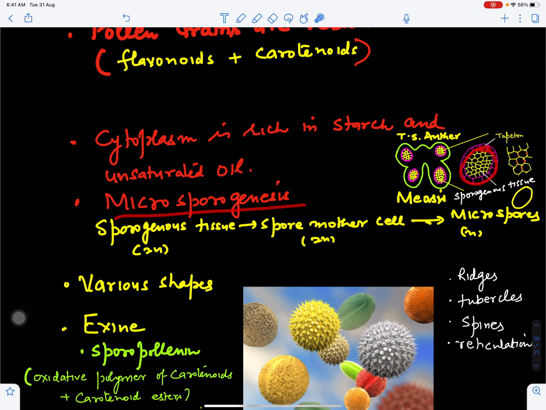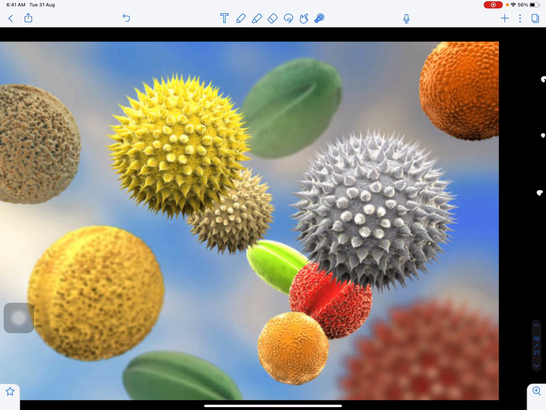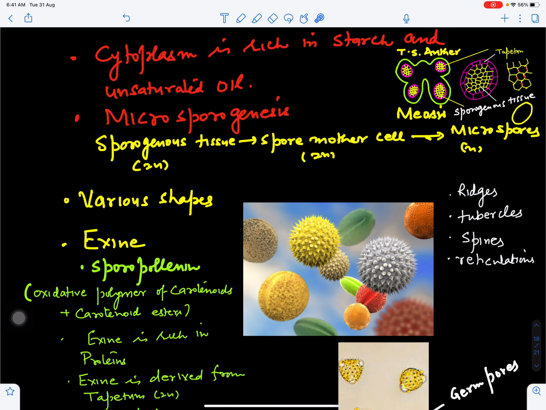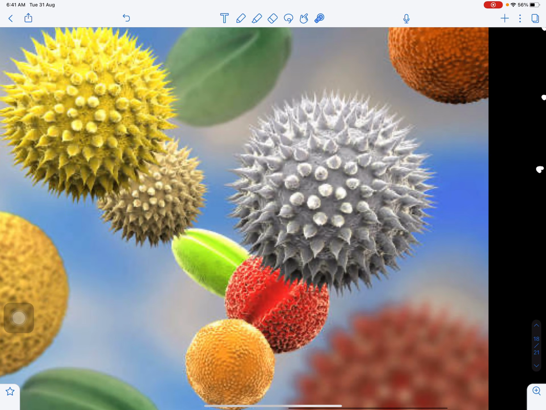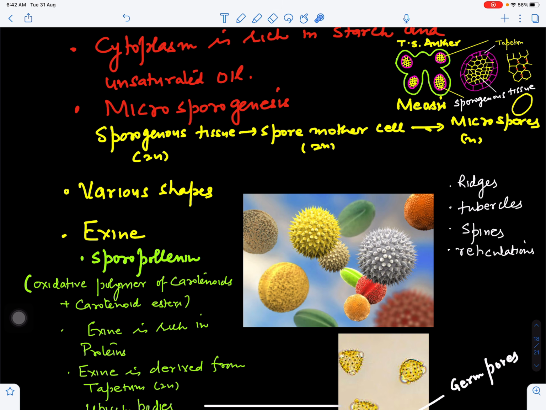Now, these pollen grains are of different shapes, as we can see here in this figure. They may be globose, spherical, oblong, or oblate. This is the outer covering of the pollen grain, and we can see it has different structures and architectural patterns. It may be formed of ridges, tubercles, spines, or a reticulation network. We can see tubercles here, and in certain cases reticulation may be there. So this is about different shapes as well as the pattern of the exine, which is the outermost covering.